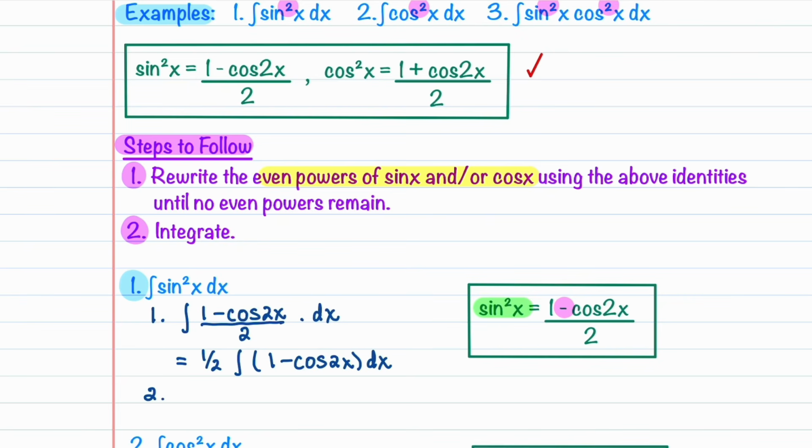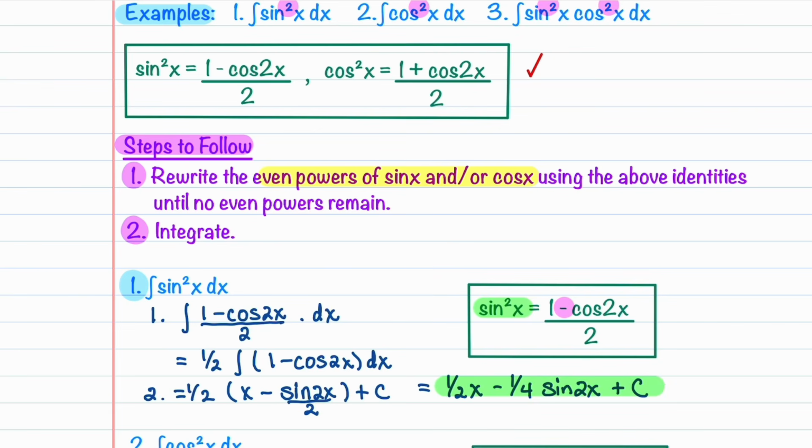Our second step is to go through the integration. This gives us 1/2 times x. Now, the integral of cosine is positive sine. So the negative comes along for the ride, and we have a positive sine 2x, and then we have to divide by 2 because of the 2 multiplying x, and then we add our plus c. This simplifies to 1/2 x minus 1/4 sine 2x plus c. And there's our answer.